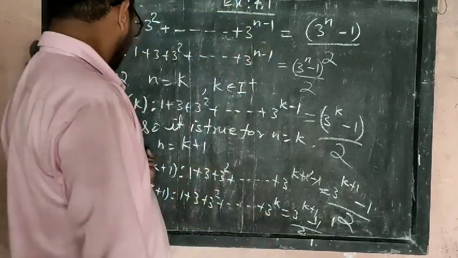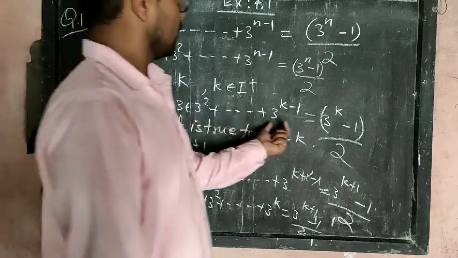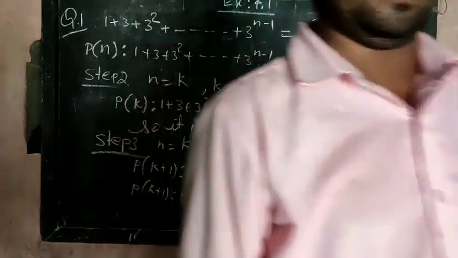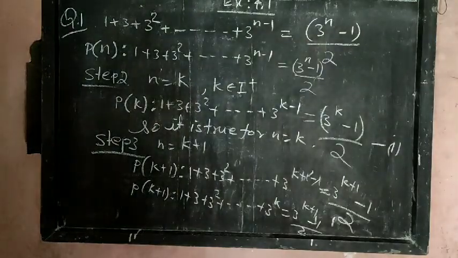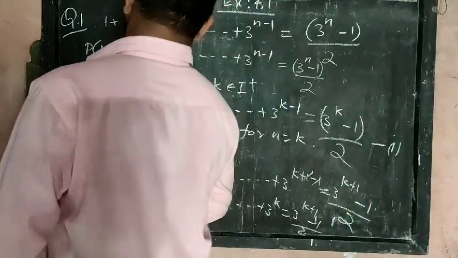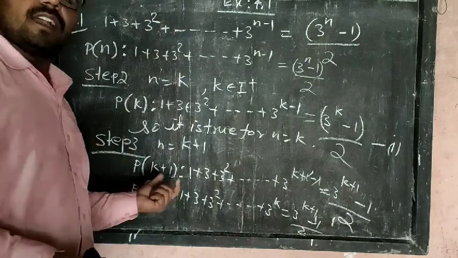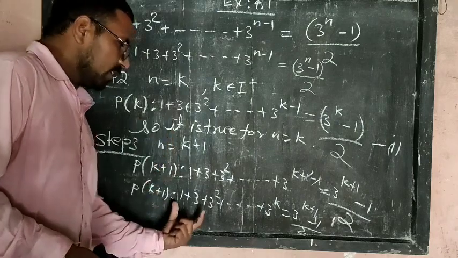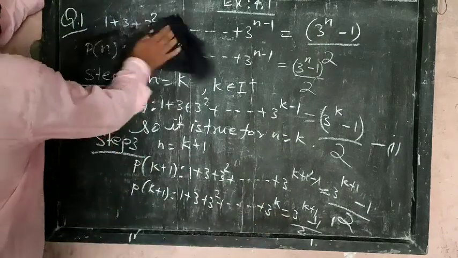So students, always you have to take this one in step number 2. Whatever we are getting, make it equation number 1. Always, wherever you are putting n is equal to k, always you have to call that equation number 1. We will use that equation in step number 3. So now students, in step number 3, as I have explained in the first video, again we will take the LHS side and we will prove the RHS side. So let's see how we can prove it.